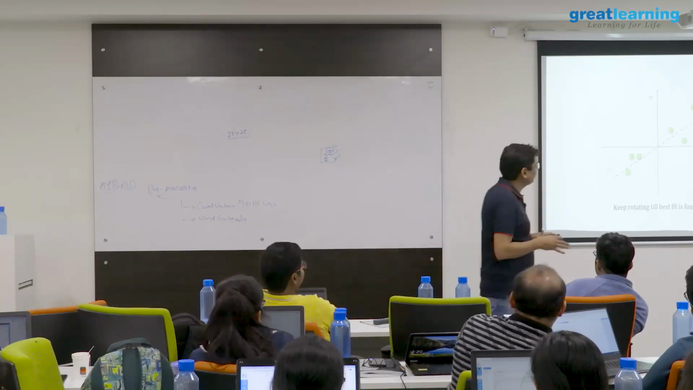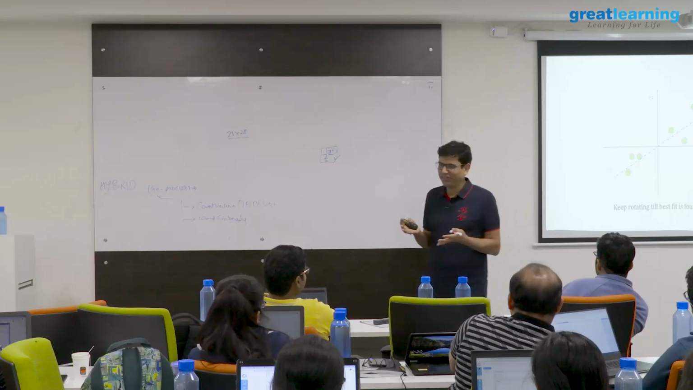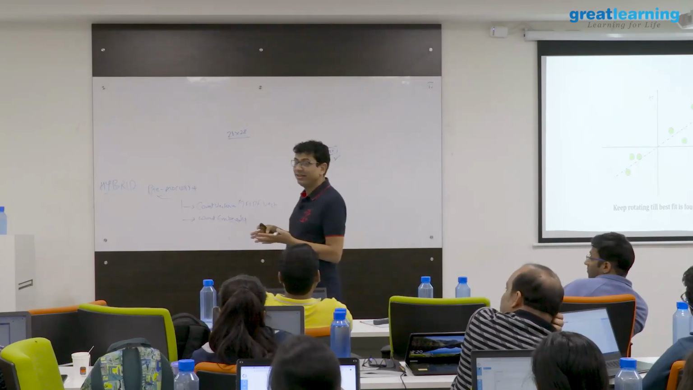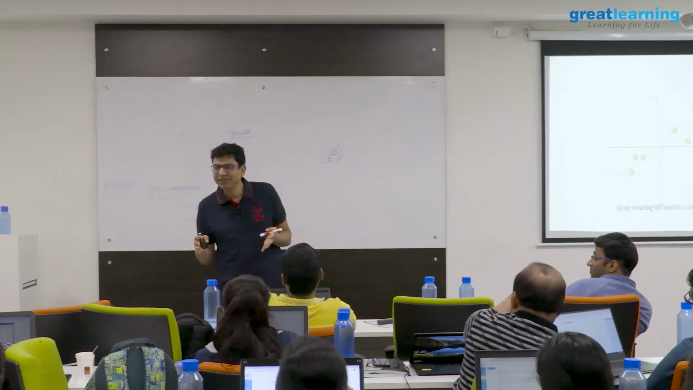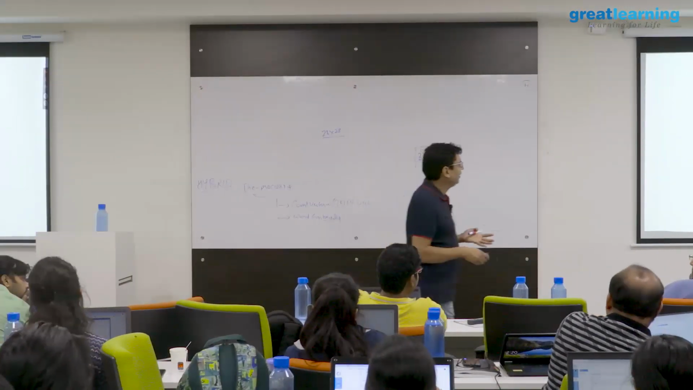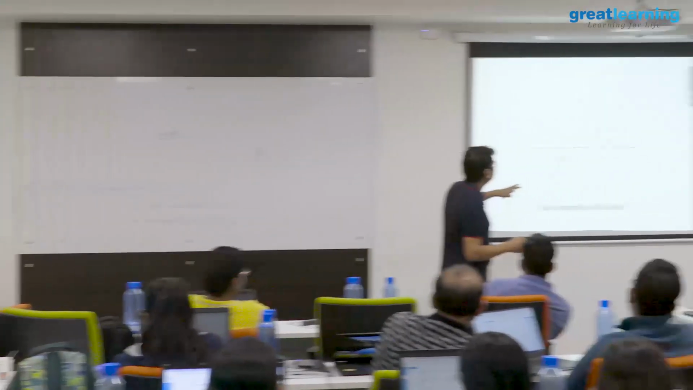What explains maximum variance? What is that line? Minimum the variation. Sum of the squares from the point to the line should be minimum. Okay, yes, that's right.